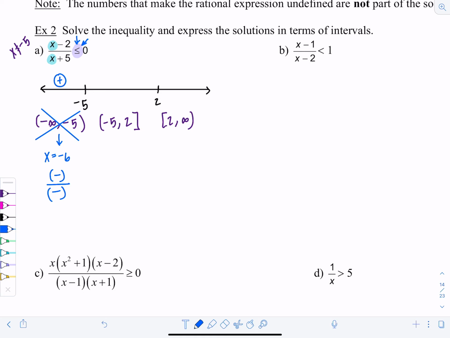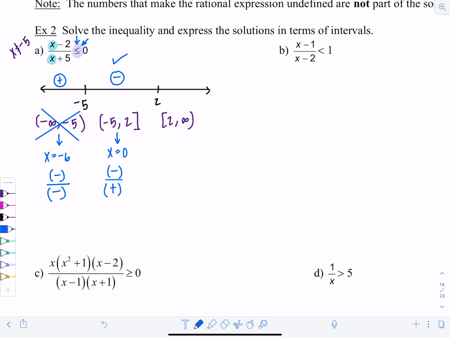Okay, what's between -5 and 2 that you would like to test with? Anything nice? How about x equals 0? That's so very nice. So 0 minus 2 in the numerator, that's negative. 0 plus 5 in the denominator, that's positive. A negative divided by a positive, that's negative. Does that interval work? Yes, it does. Yay.